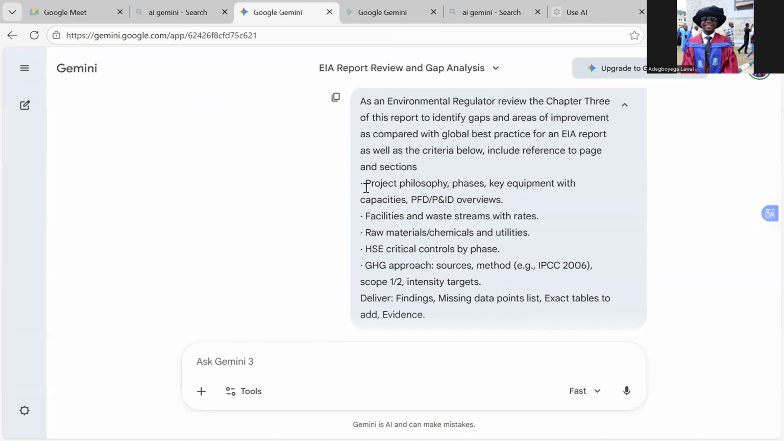For chapter 3, I also dumped the criteria. So you can have criteria for each chapter and be dropping them chapter by chapter, instead of writing the whole prompt from chapter 1 to chapter 9. You can do them chapter by chapter so you get better results.